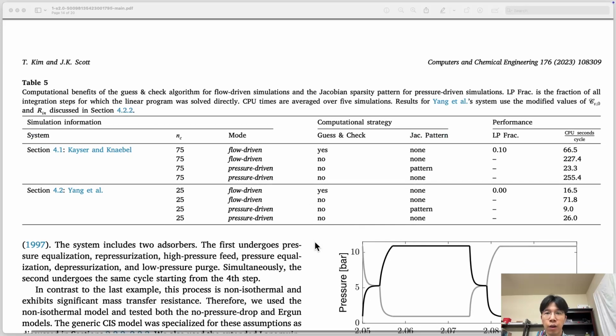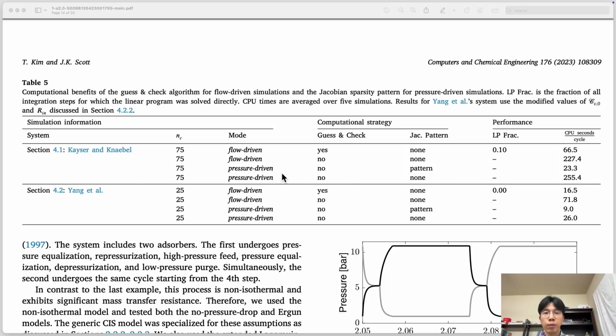Yep. So basically, for flow-driven simulations, we have an option to use a guess and check algorithm, which means we're just solving the linear program only when there's a violation, or the guess in our flow direction has failed, right? So we can actually see that by using guess and check, you can substantially reduce the CPU time.